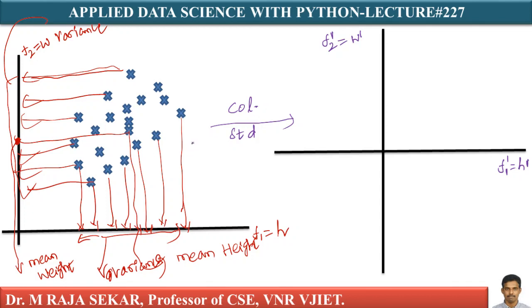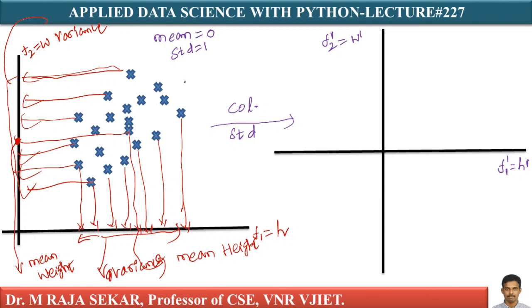Now, what is column standardization? I told you in my previous lecture, lecture number 226, that we were discussing column standardization. What is the meaning of column standardization? I am going to get a mean of 0. Please refer to my previous lecture. The mean is 0 for the new data, and also the standard deviation or variance must be 1. That's the basic meaning of column standardization.